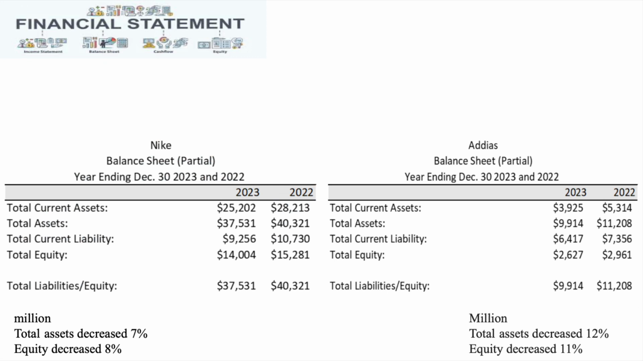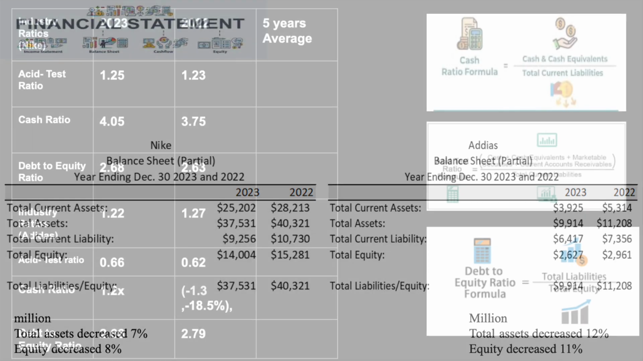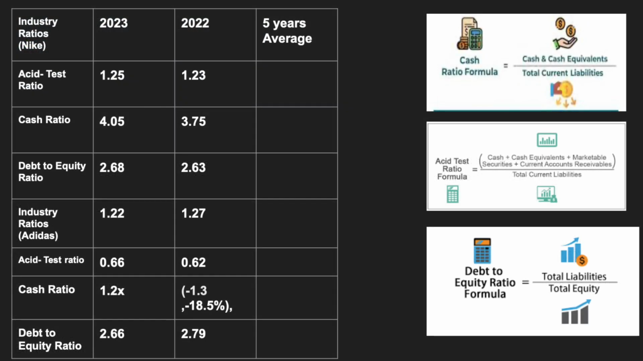Looking at Nike and Adidas's partial balance sheets, for Nike, with the year ending December 30th, 2023 and 2022, their total assets decreased by 7% and their equity decreased by 8%. For Adidas, for the year ending December 30th, 2023 and 2022, their total assets decreased by 12% and their equity decreased by 11%.